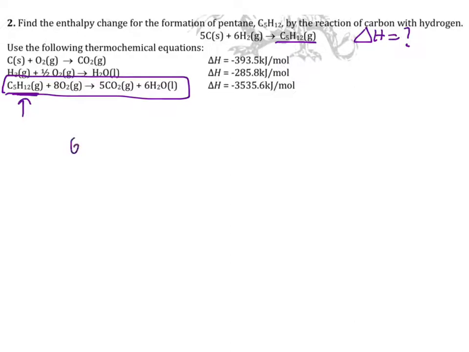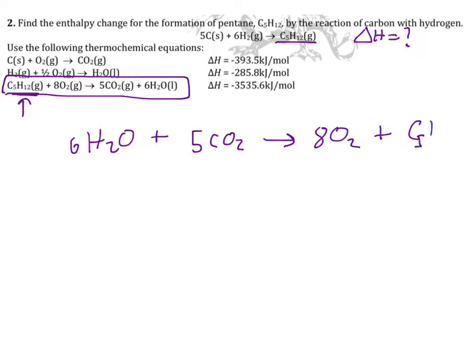And so we get 6 waters plus 5 carbon dioxides, yielding 8 oxygens plus C5H12. Now because we flipped it, again, this becomes a positive because you changed the sign. So when you flip it, you change the sign. So we fixed this one.